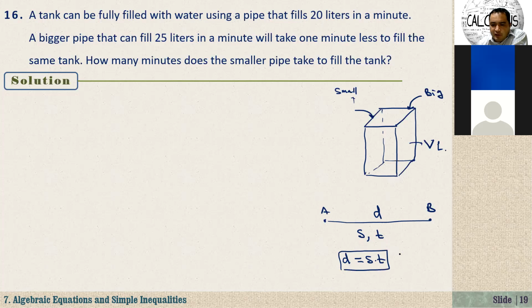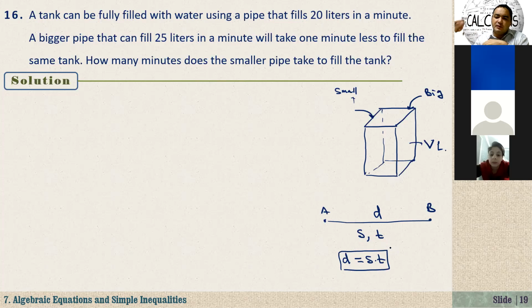Like, for example, if the distance between your school and your home is 100 meters, and you walk, let's say, 2 meters per second, after that, how long does it take? In 50 seconds, you can arrive at your school, right? So now exactly the same thing, but here we have volume. So how volume, rate and time are related to each other.